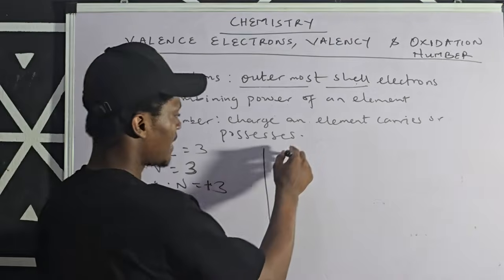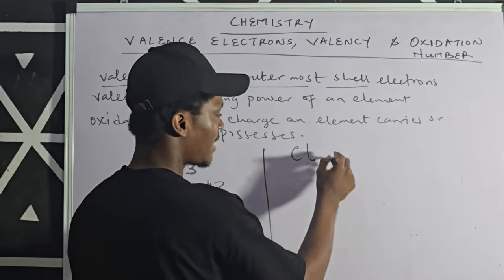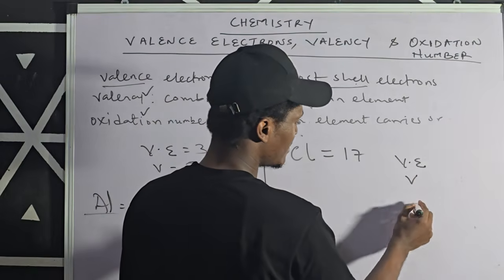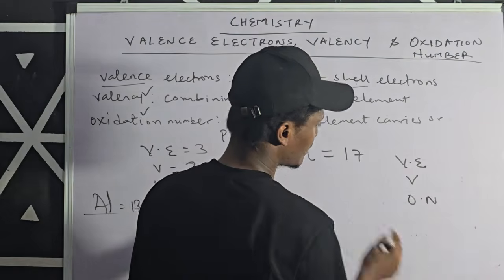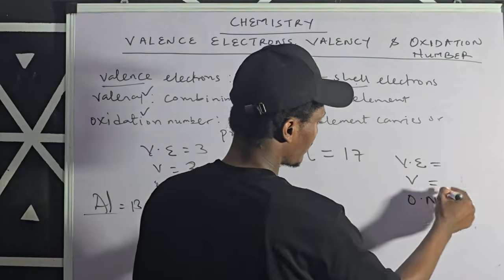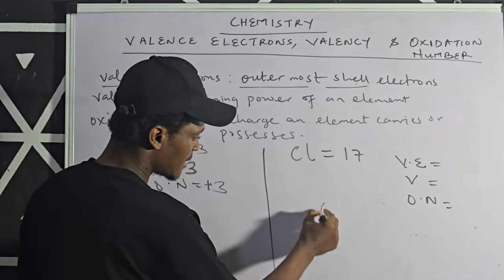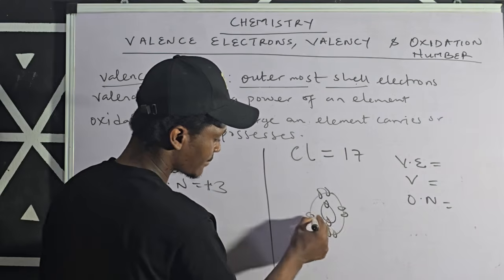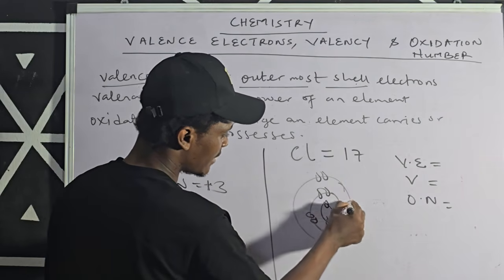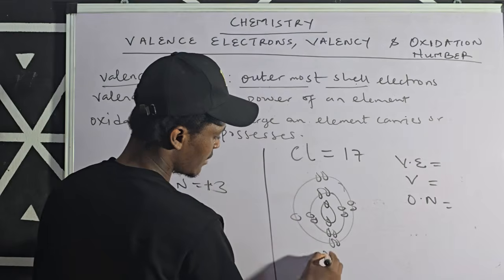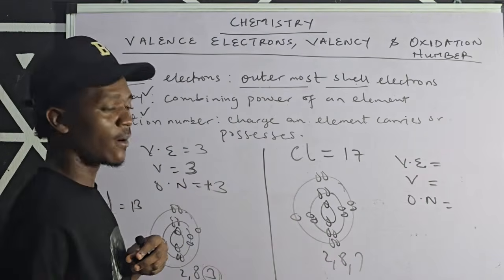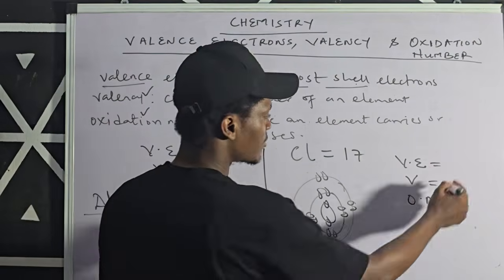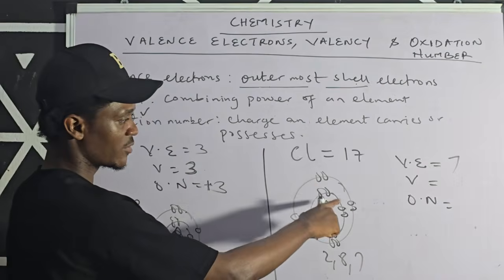So let's see chlorine, Cl. Cl has a total of 17 electrons. So let's get the valence electrons, the valency, and the oxidation number. So looking at chlorine, let's draw it. 2 in the K shell, L shell will take 8, then M shell will take 7. So this is 2, 8, 7. Now, what is the valence electrons? Now, it's very easy. The valence electrons will be 7, based on the outermost shell electrons.